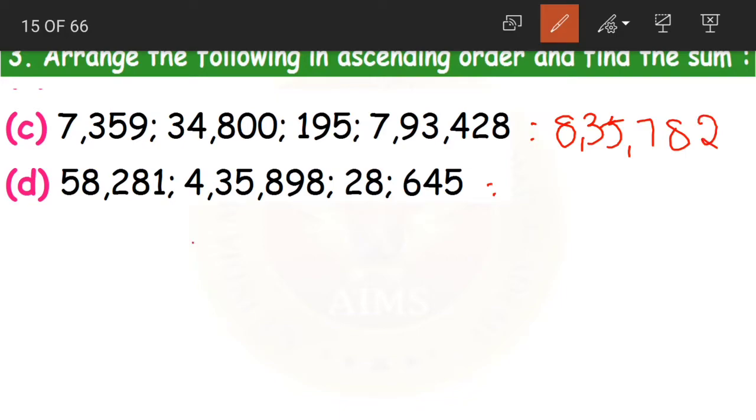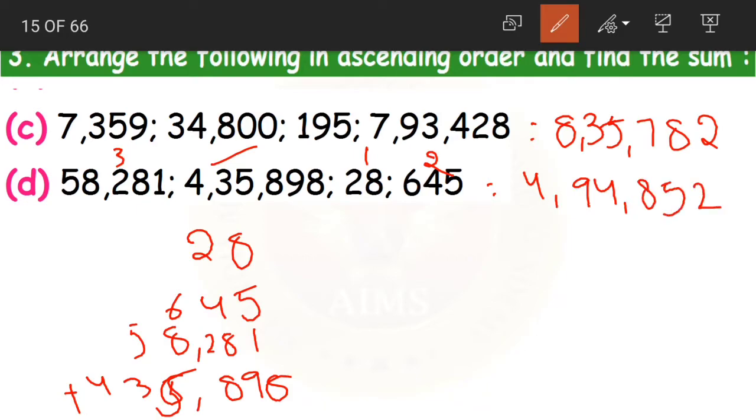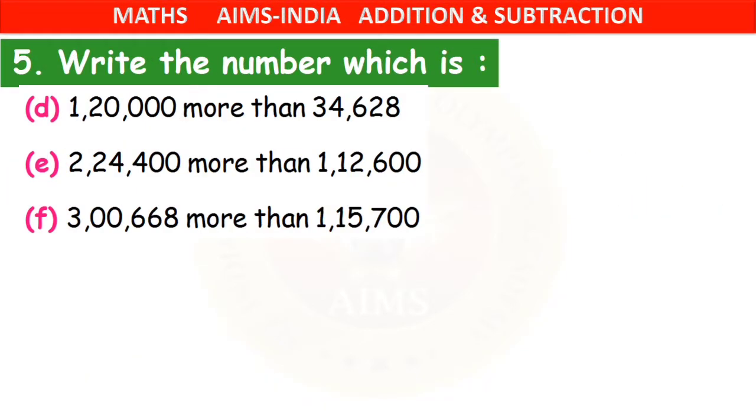Okay. Now moving to question number D. Now what will its ascending order be? First comes 28, then 645, then we have 58,281, and then lastly we have 4,35,898. Now coming to the sum of these four numbers, what will it be? It will be 4,94,852. Okay children, these are the answers for this question.